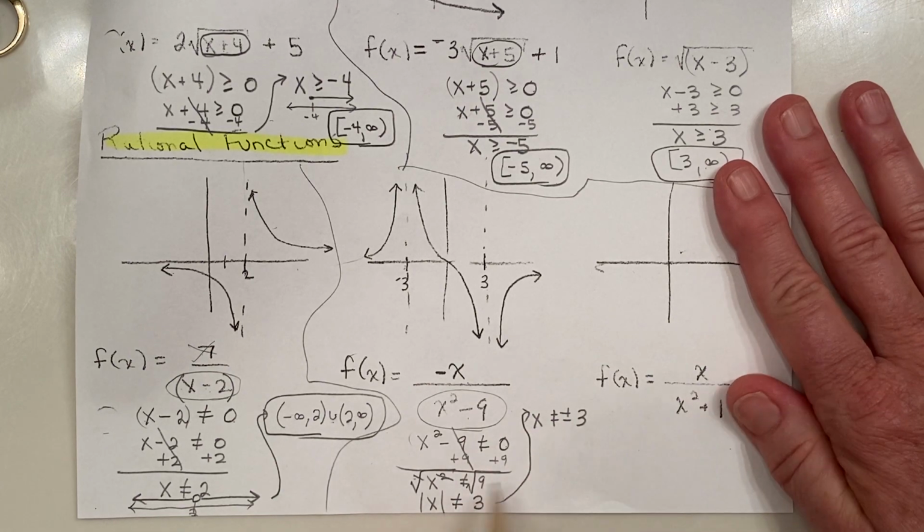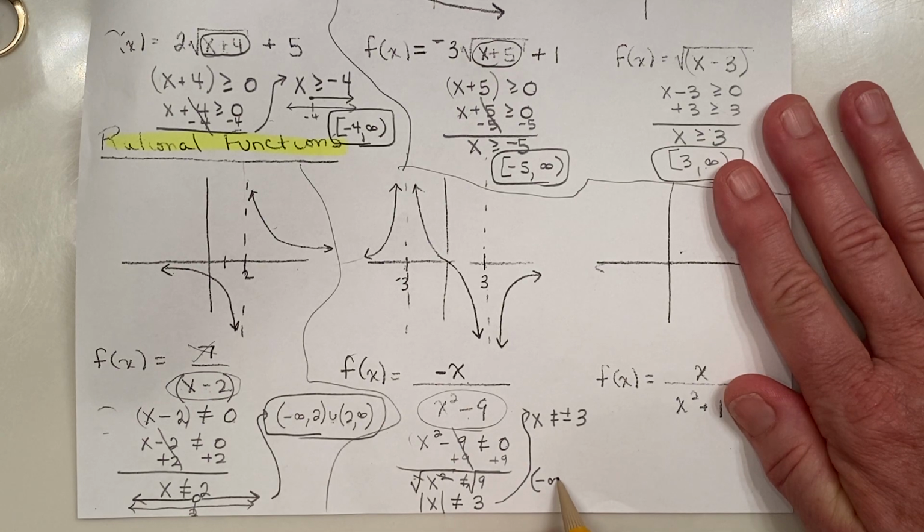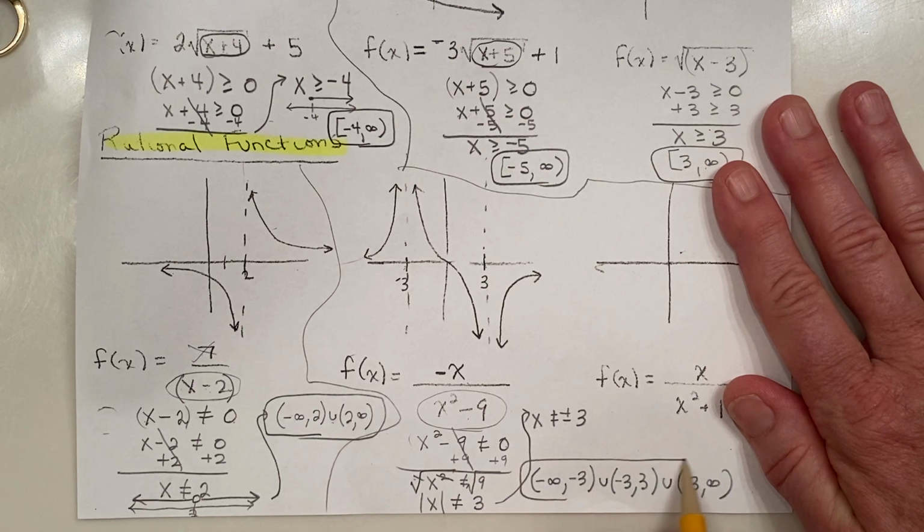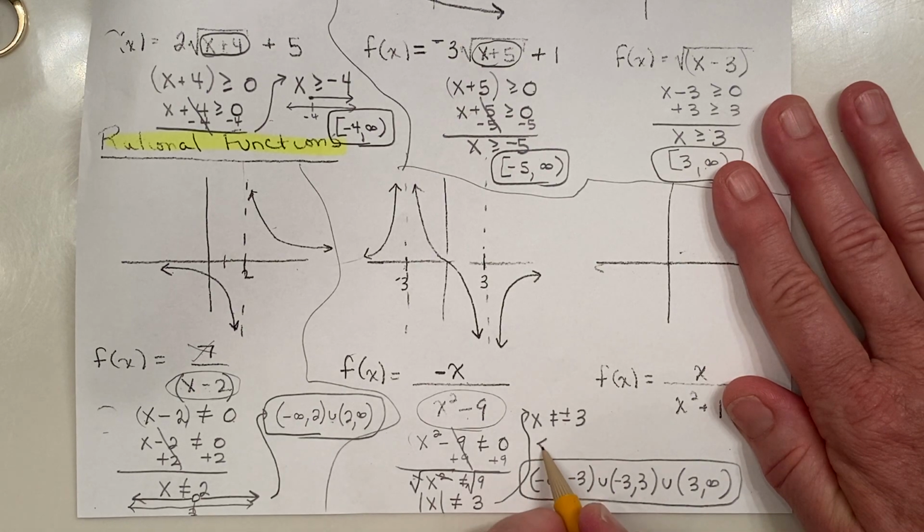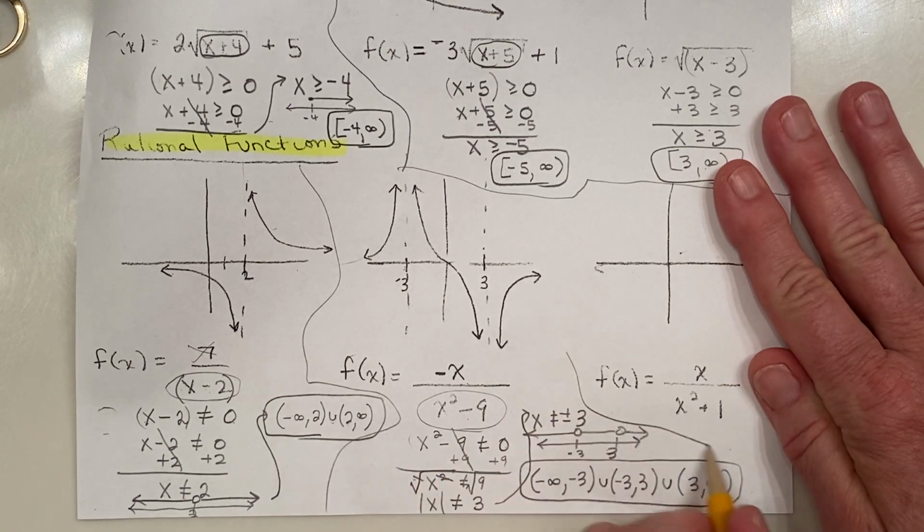So our domain, let's see if I can fit it down here, is going to exclude negative 3, which comes first, union, but then I start again at negative 3, but I have to stop at positive 3, and then union 3 to infinity. And if you need to draw that number line to organize your work, then go ahead and put negative 3 and 3. We don't want to include them. And we have all other x values in between.